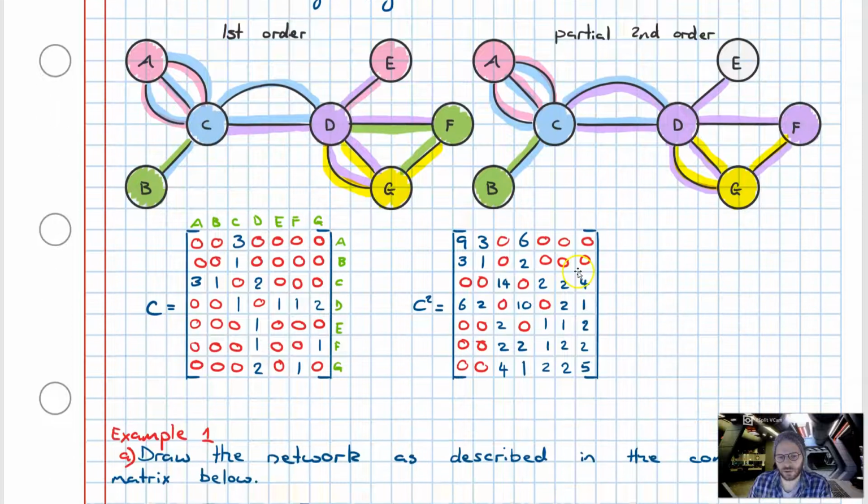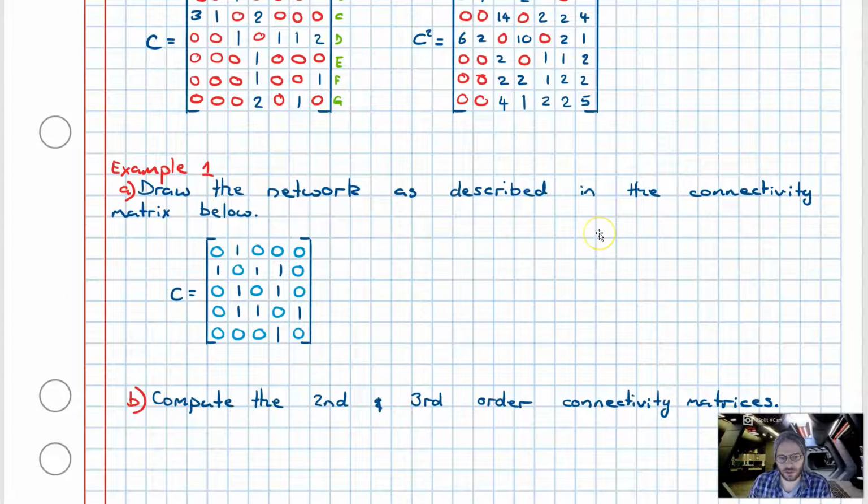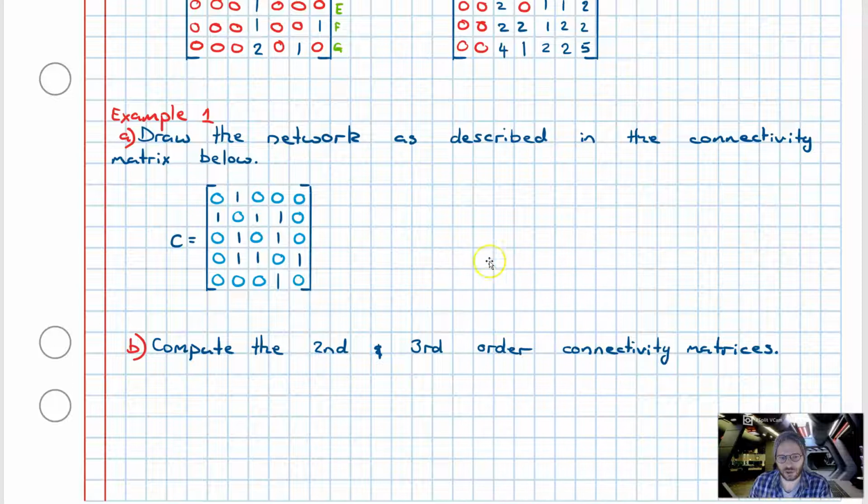Moving on, let's have a look at a few examples of questions that you could potentially be asked to do. Now in example 1 it says, draw the network as described in the connectivity matrix below. So what we have is a connectivity matrix C defined as seen over here. What we're going to do is generate the graph, or the illustration, of this connectivity matrix, that will help us be able to see visually what's going on.